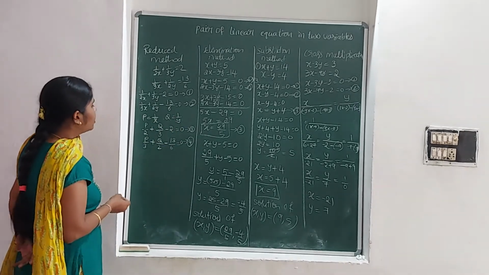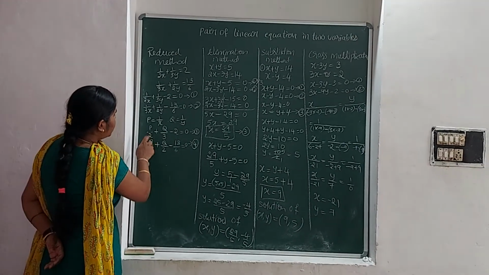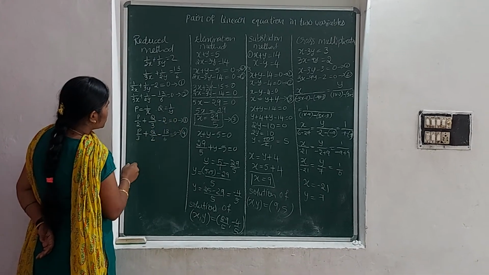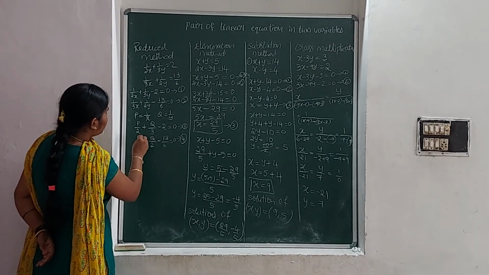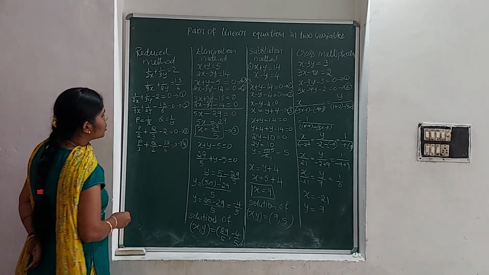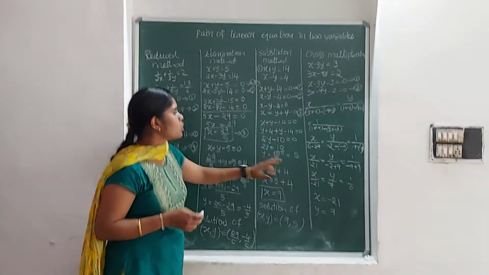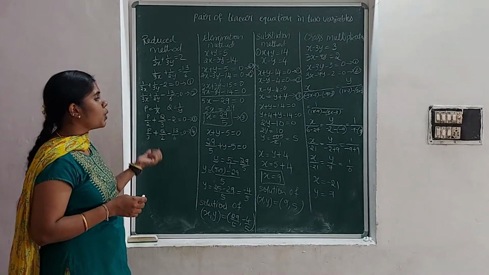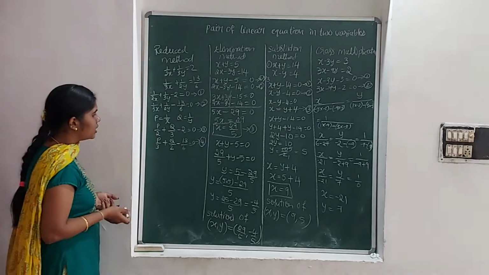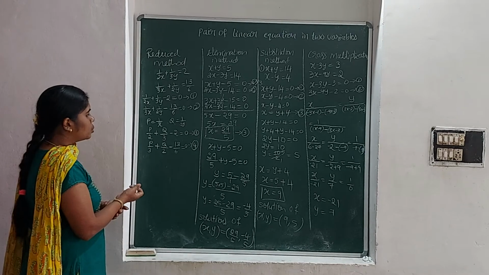Okay, now what are the next steps? Equation 3: p by 2 plus q by 3 minus 2 equals 0. Equation 4: p by 3 plus q by 2 minus 13 by 6 equals 0. Which method is easy to solve these two equations? You have to guess it first, and then we can go for that method itself. Cross multiplication also we can do.